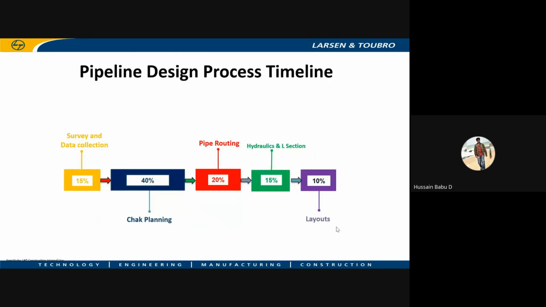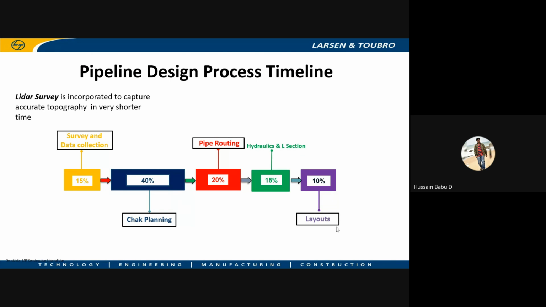So this is the timeline which we will take for this complete pipeline design process. For surveying and data collection, it will take 15% of time, and for chuck planning, it will take 40% of time, and pipe routing will take 20% of time. To do the hydraulics and L section designs, it will take 15% of time, and to prepare the final layouts for approval, it will take 10% of time. This is a typical timeline, and we have automated this process or increased the efficiency of this process using geospatial technologies.